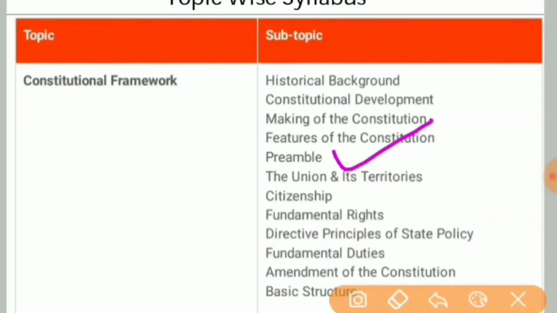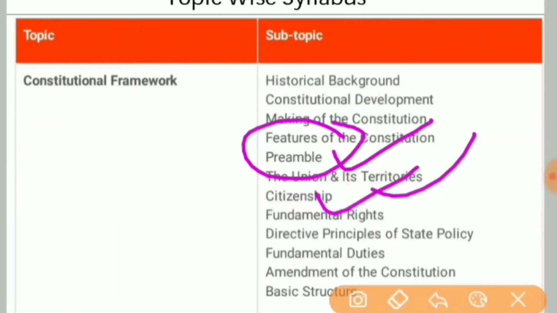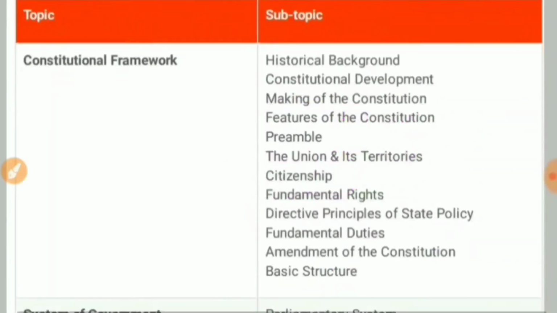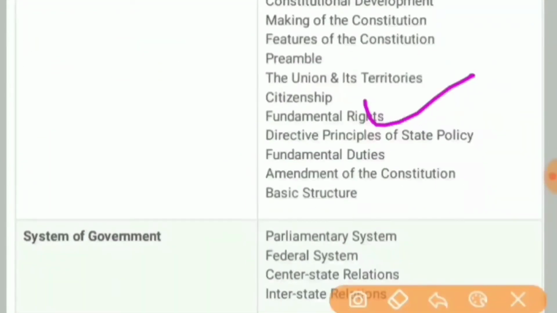Then we have the preamble, which is the preface of the constitution, and then we have the union and its territories, and citizenship. It has the provisions regarding citizenship, that is how you acquire the citizenship of India and how you can renounce it. Then we have fundamental rights, the rights of the individual, that is equality, right against exploitation, the right to freedom and speech and so on. Directive principles of state policy, fundamental duties, amendment of the constitution.